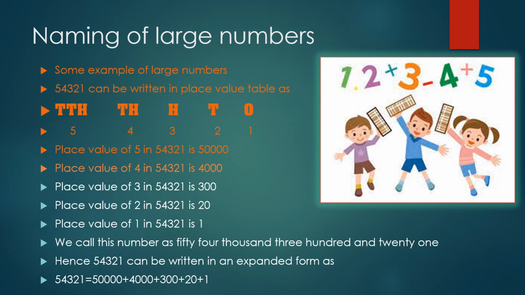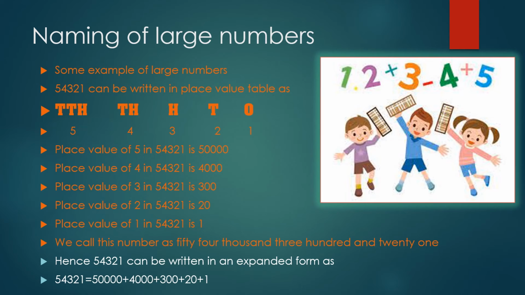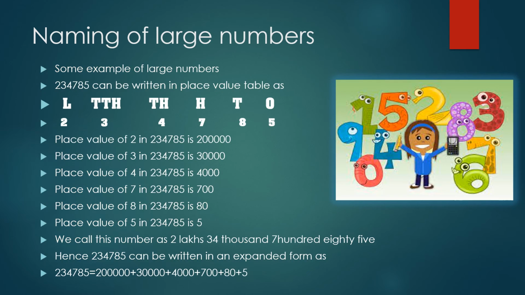Place value of 4 in 54321 is 4,000. Place value of 3 in 54321 is 300. Place value of 2 in 54321 is 20. Place value of 1 in 54321 is 1. So we call this number 54,321. And this number can be written in expanded form as 54321 is equal to 50,000 plus 4,000 plus 300 plus 20 plus 1.